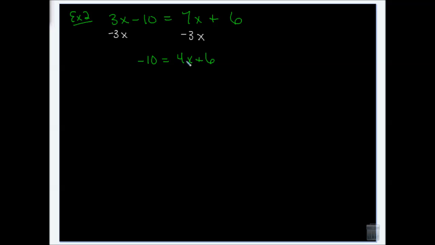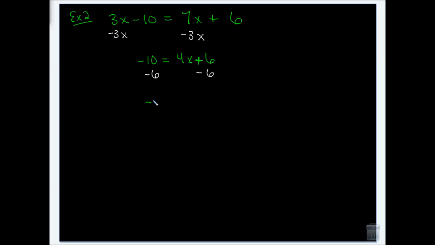Now I have a variable on the right, which is usually a little bit unusual. People aren't very comfortable with that because it's not very commonly seen. So to know, do I add 10 to both sides or do I subtract 6 from both sides? You want to get away from the x. You're trying to get everything away from the x and get the x by itself. You're trying to isolate it. So I'm going to subtract 6.